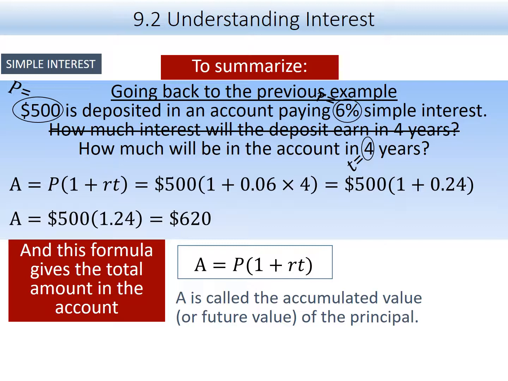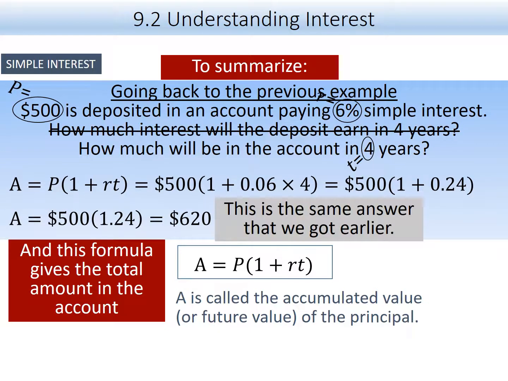So it's just another way of showing you that you can go directly to the amount in the account by using this formula, or you can calculate the interest and then just add it back to the principal like we did the first way. So it's the same answer either way.